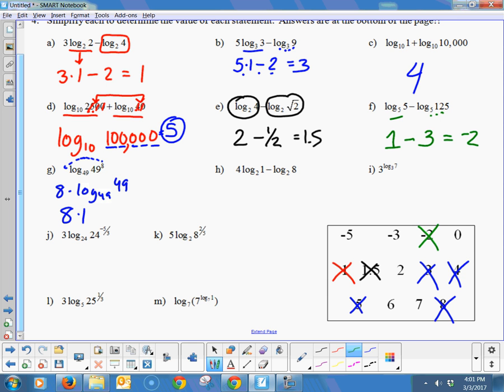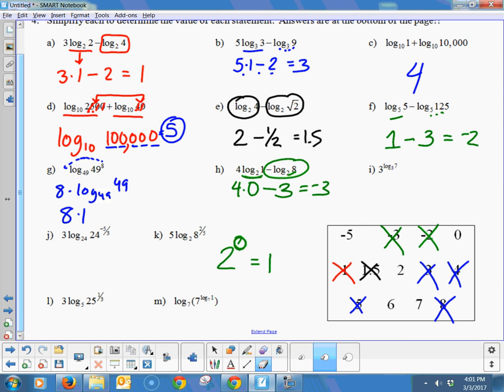Here, let's see. If I just look at this part here, 2 to what power is 1? That's got to be 0. So who cares? It's 4 times 0. It's 0. Minus, 2 to what power is 8? And that's 3. So I get negative 3. I can't believe there are no mistakes yet on this worksheet.